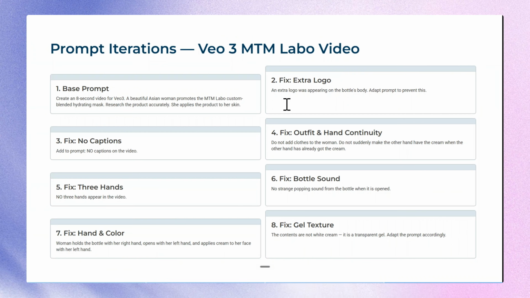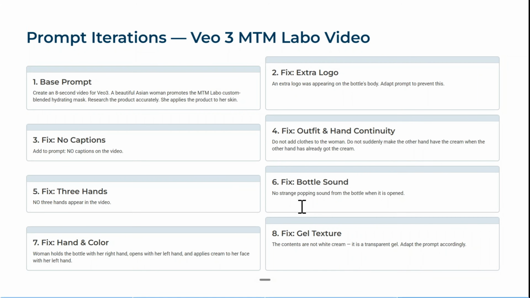I changed the prompt: no extra logo. In another generation, an outfit suddenly appeared. I said, no outfit. Then 3 hands came out. I said, no 3 hands. A funny sound came out of the bottle. I fixed it. You can see I had 8 iterations before I got a prompt, and yet VEO couldn't give me the perfect output. I dare say that Kling is a very strong competitor to VEO, if not better.